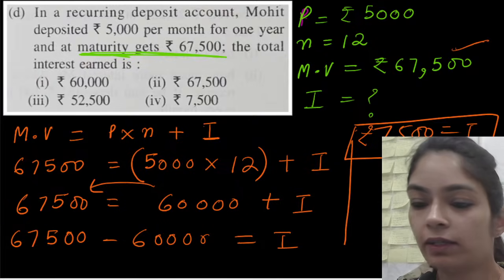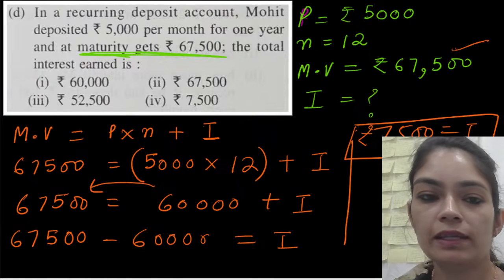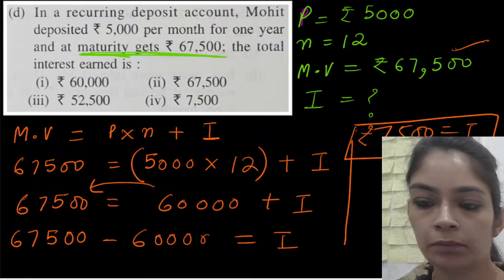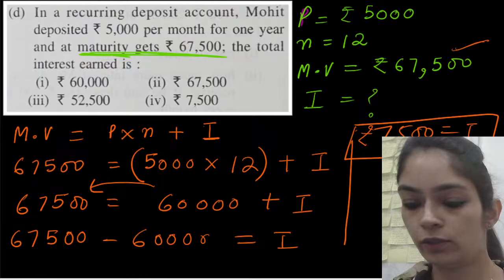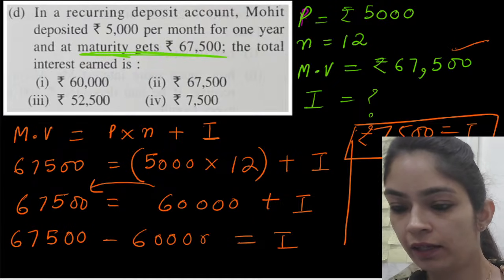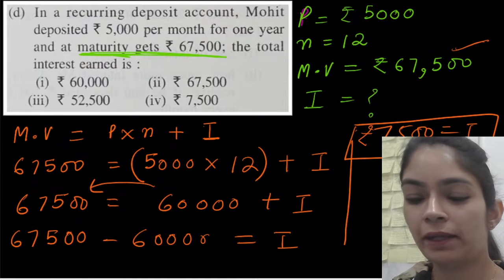So 7,500 we got here interest. Anyone, any doubt? Shall we do the next question? The questions still here are quite simple. I think no one should have any doubts here. Shall we do the next one?